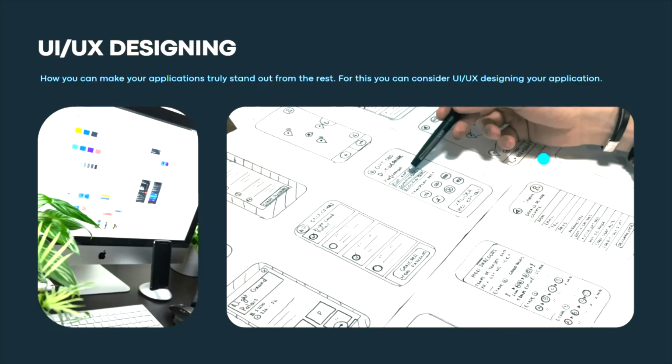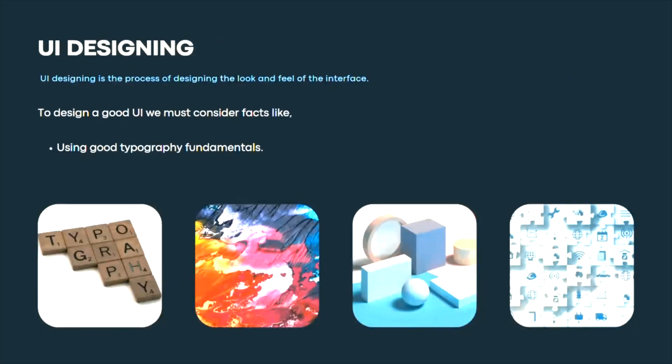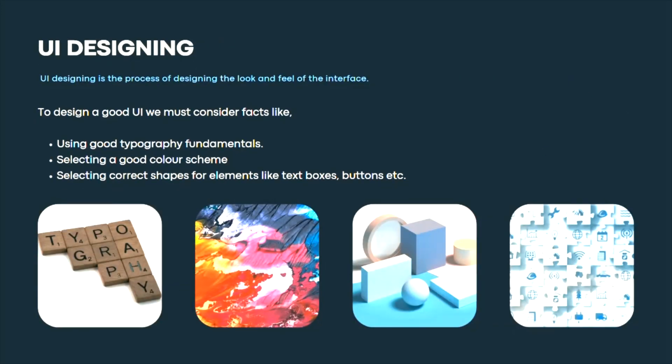First of all, let's talk about user interface designing, or more commonly known as UI designing. UI designing is the process of designing the look and feel of the interface. To design a good UI, you must consider factors like using good typography, selecting a good color scheme, selecting correct shapes for elements like text boxes and buttons. These are only a few of many things that we should consider when developing a UI.